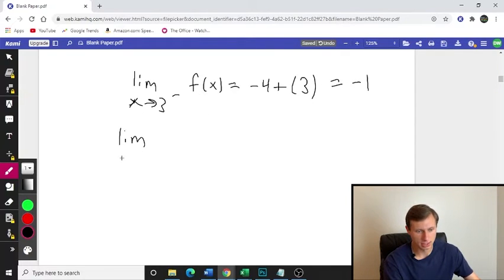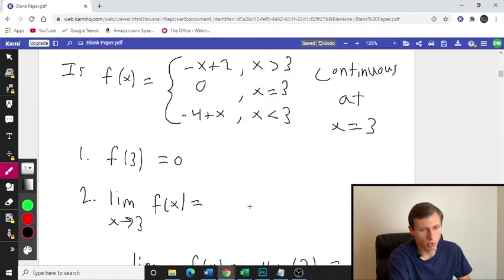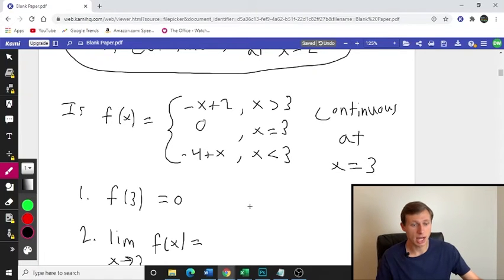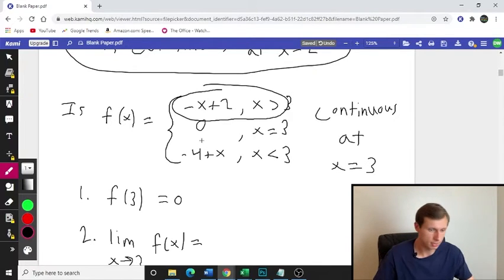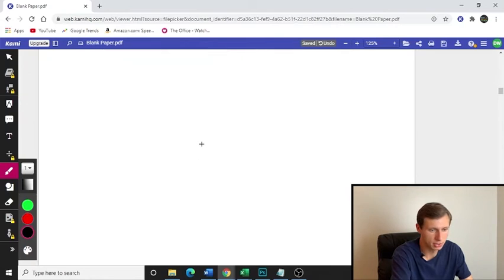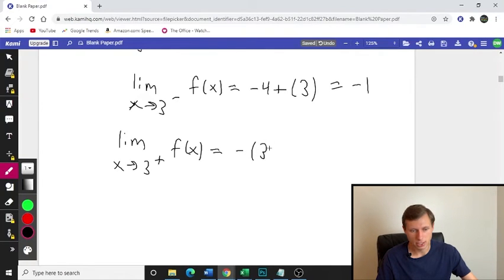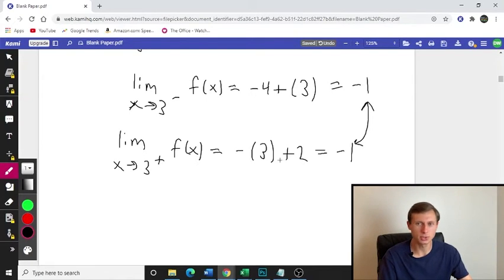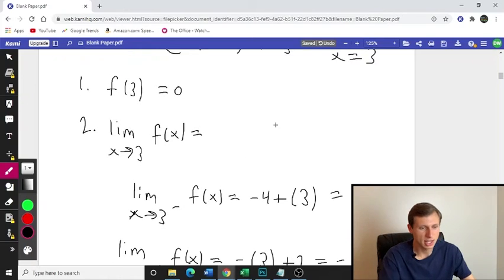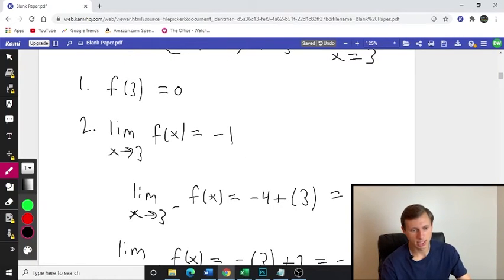Now, same thing. Limit as x approaches 3 from the right, f of x. That's going to equal, well, if we're talking about the right, that's going to be the top equation because it's the greater than symbol. And so it's negative x plus 2. So negative x, which is 3, plus 2. That's going to give us negative 1 as well. And notice, once again, these two values are equal to each other, which means our overall limit as x approaches 3 is also going to be negative 1.